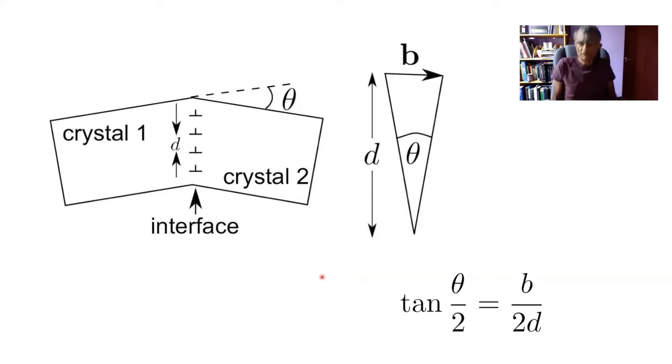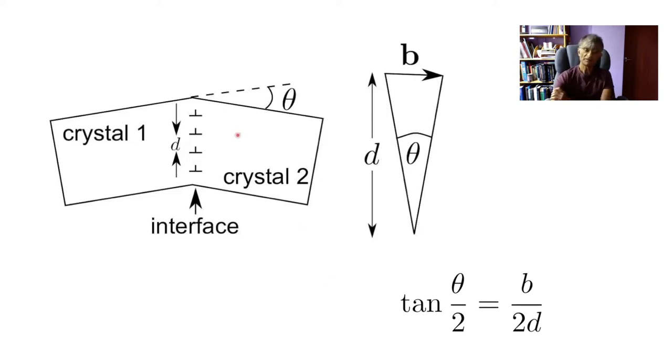Okay, so we expect the interface to consist of arrays of dislocations, and we define the misorientation by an axis that is pointing out of the plane of the board. And if we take that as a unit vector, a unit vector would have components which are called direction cosines. That means the cosines of the angle that the unit vector makes with your reference frame. Now, a unit vector has a magnitude of one, so only two of those direction cosines are independent. So we can define the tilt axis using just two direction cosines.